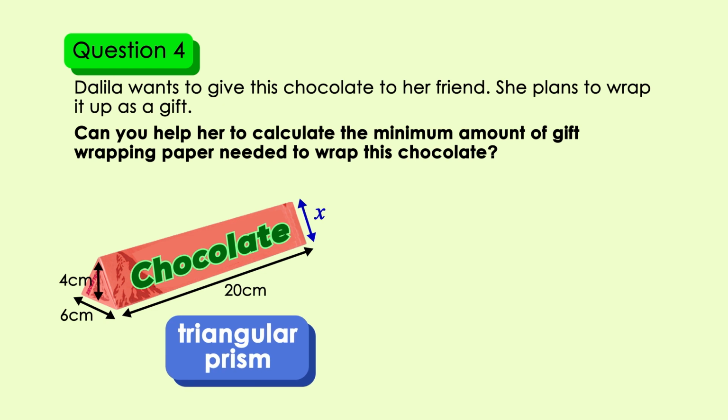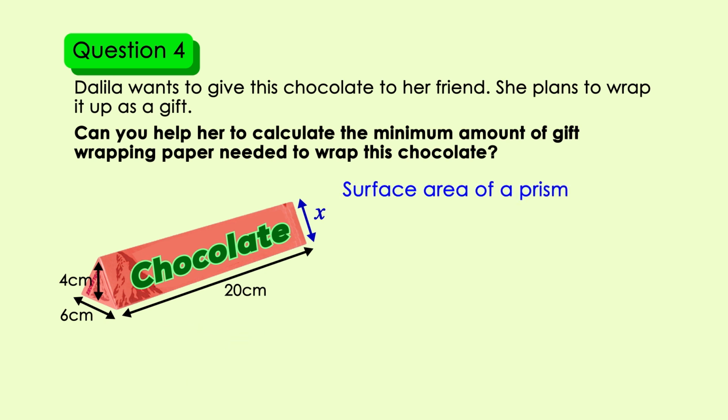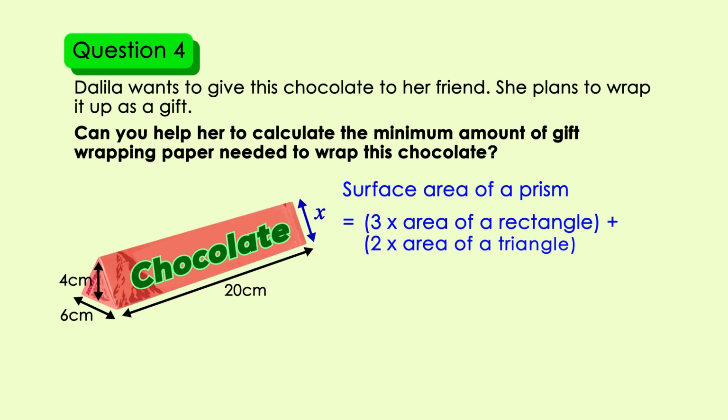In order to calculate the amount of gift wrapping paper needed, we need to find the surface area of the chocolate, which is the surface area of the prism. We add 3 multiplied by the area of a rectangle and 2 multiplied by the area of a triangle. To find the area of the rectangle, we need the length of x. How do we find x?